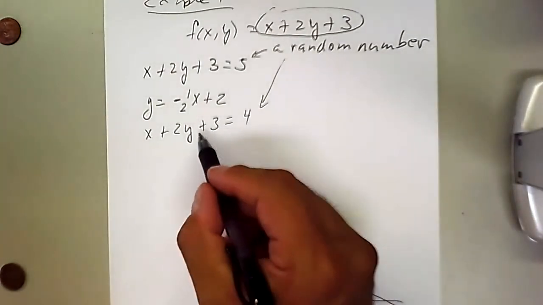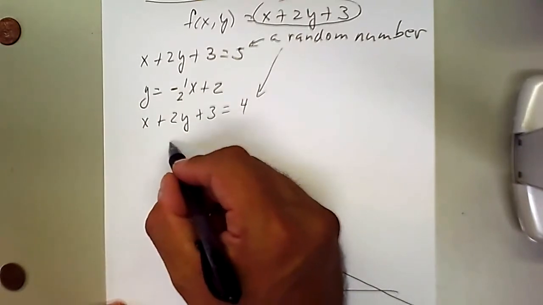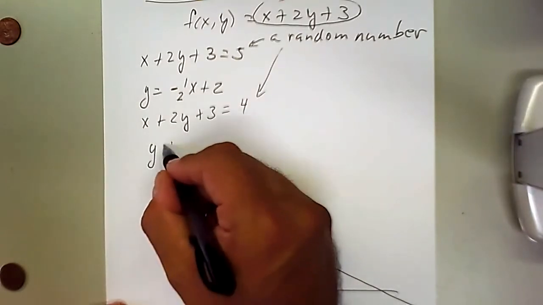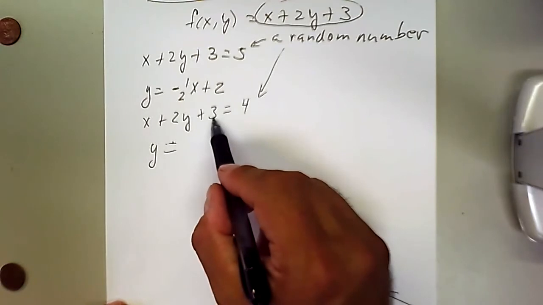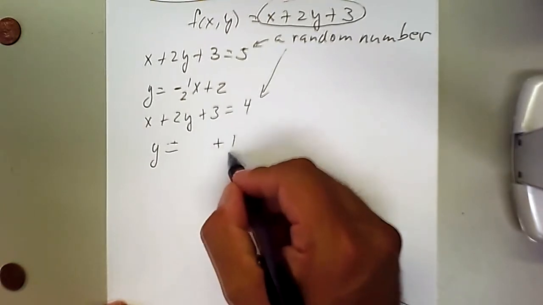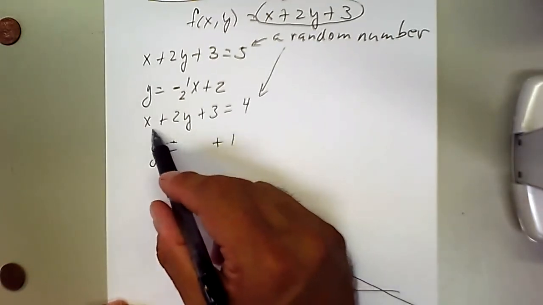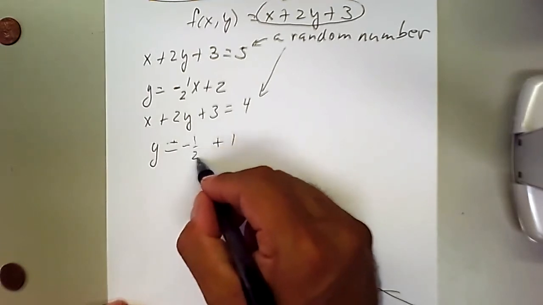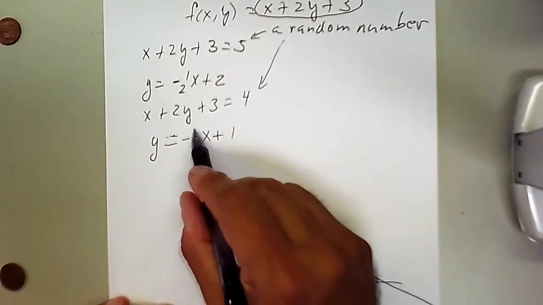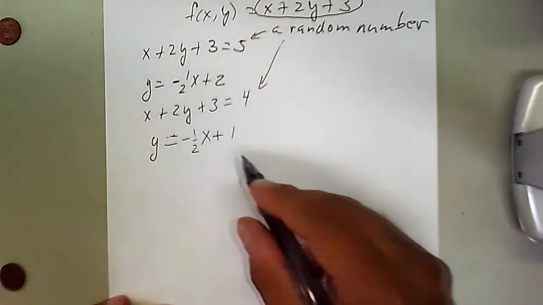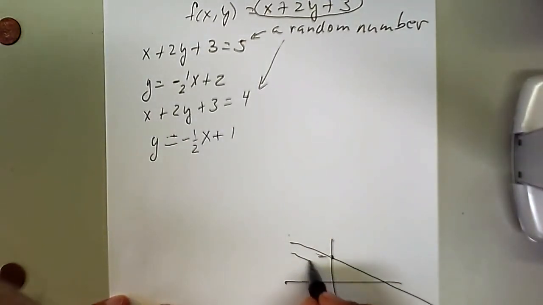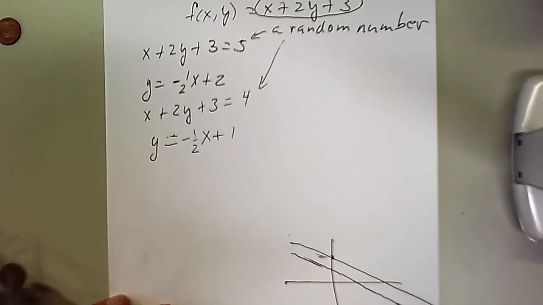Let's see. So let's solve this equation for y. y will be equal to, let's move the 3, so plus 1 is the y-intercept. Negative 1 over 2 x. So we have the same slope. Plus 1. So we're going to have the same slope. So this is going to be a level curve 4.